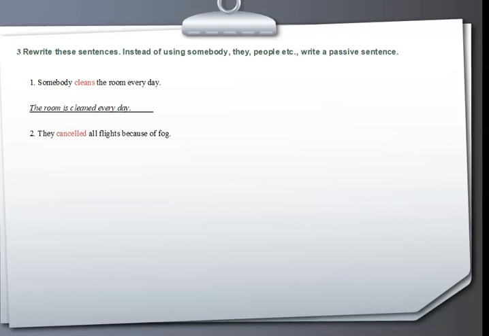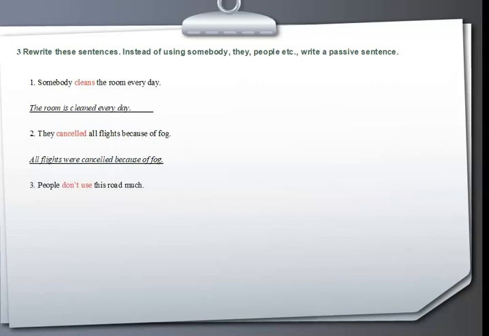They cancelled all flights because of fog. Cancelled is the past simple tense. We have to keep that tense in the passive one. Okay. All flights were cancelled because of fog. Okay. All flights were cancelled. Sounds nicer. It's like an instruction.